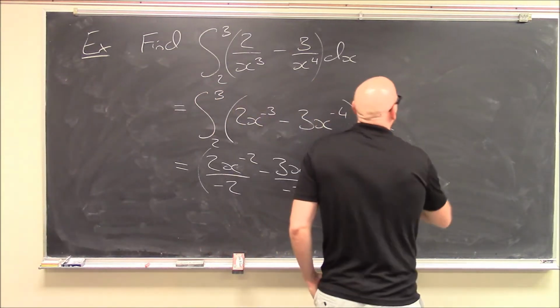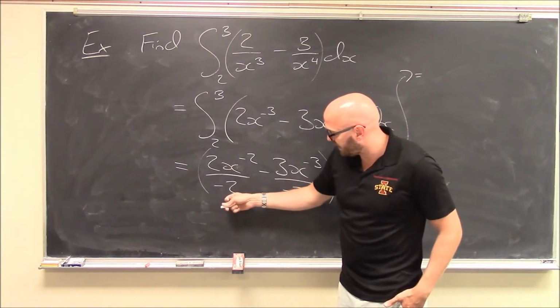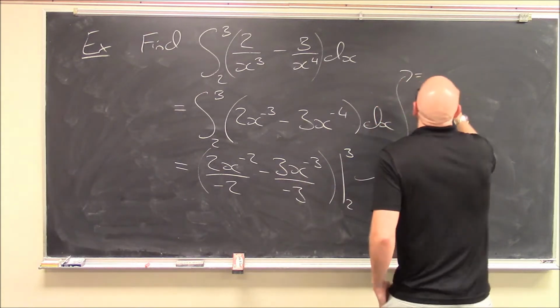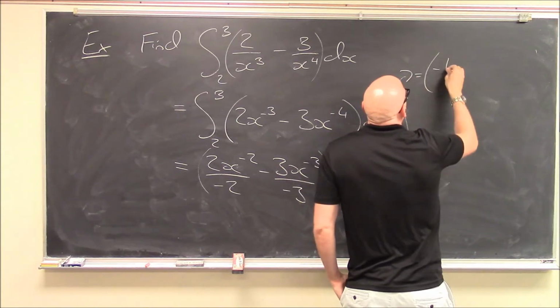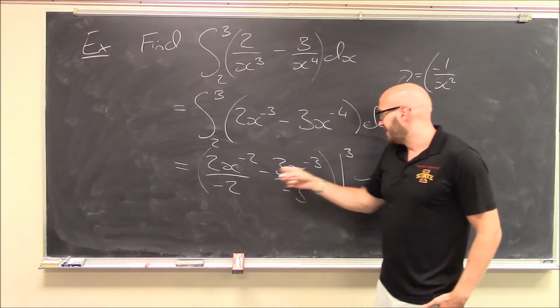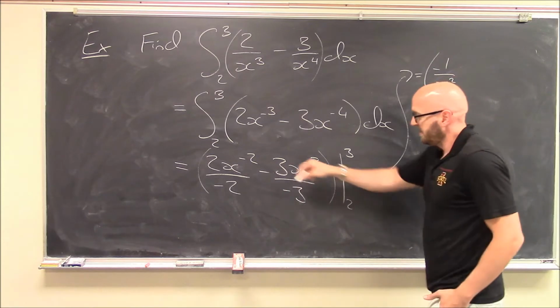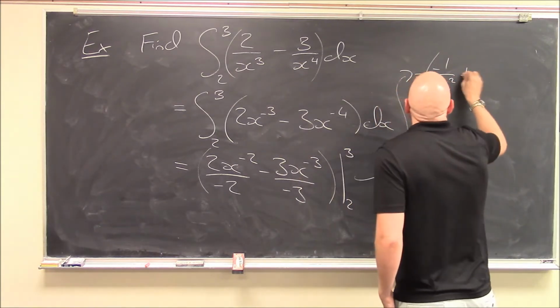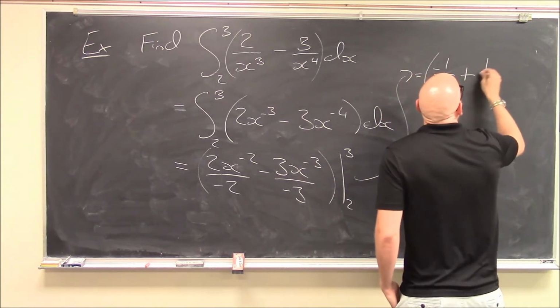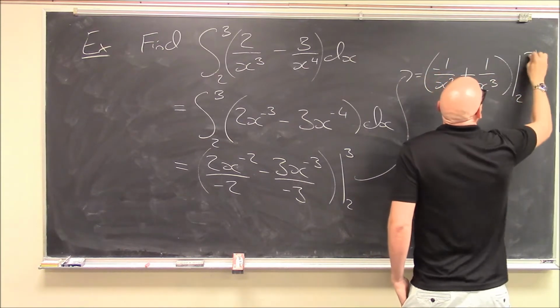Let's see. I'm going to clean this up a little bit. 2 over minus 2 is just minus 1, so that'll be minus 1 over x squared. I'm going to go back to over x squared because it's a little bit easier for me to think about that when I'm plugging in numbers. And minus 3 over minus 3 becomes plus 1 over x cubed. And that's evaluated from 2 to 3.